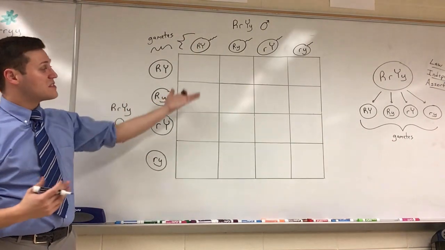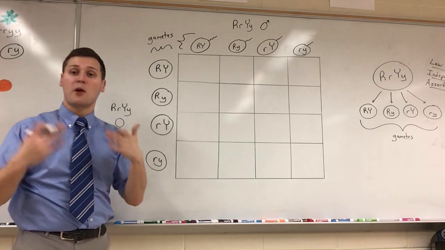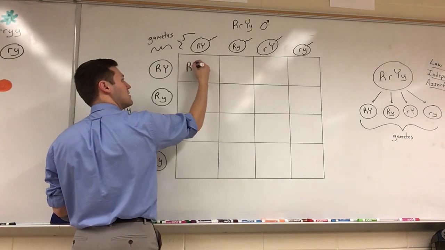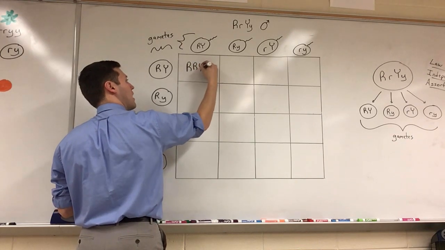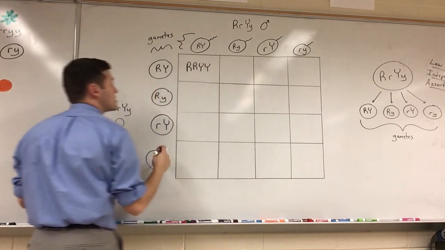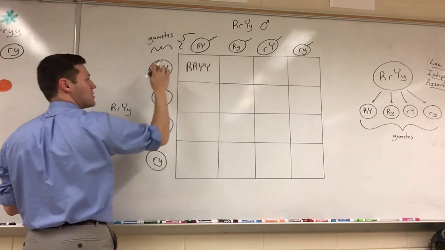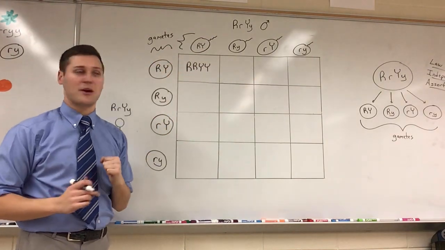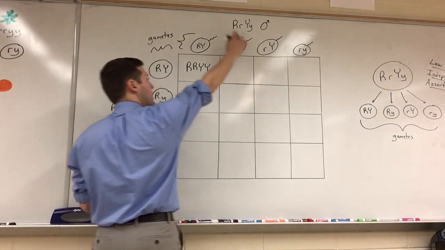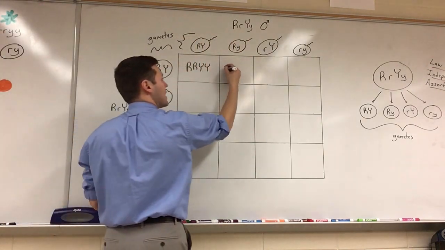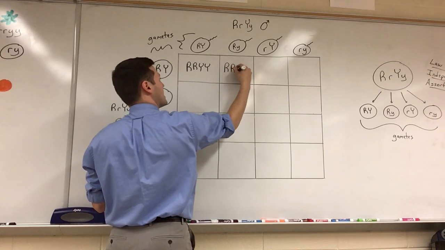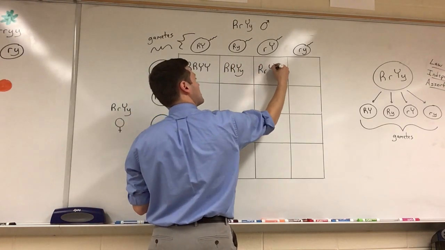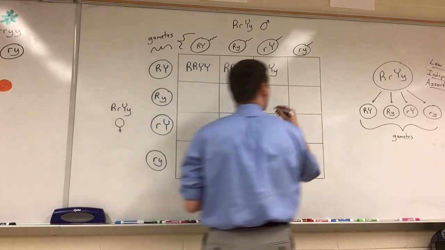So, now that we've set up the Punnett square, we just need to carry it out. So we have big R, big R, big Y, big Y. If this pollen grain fertilizes this egg, we will get this genotype in the offspring. If this pollen grain fertilizes this egg, we will get this genotype in the offspring, and so on and so forth. So let me just take a second to write these out.